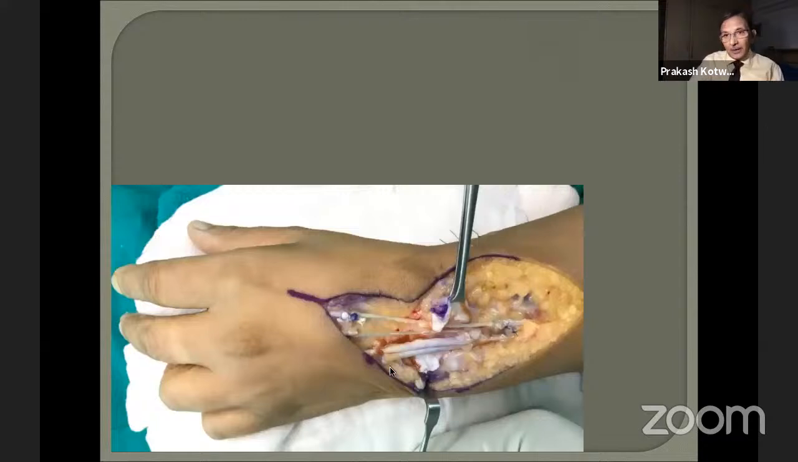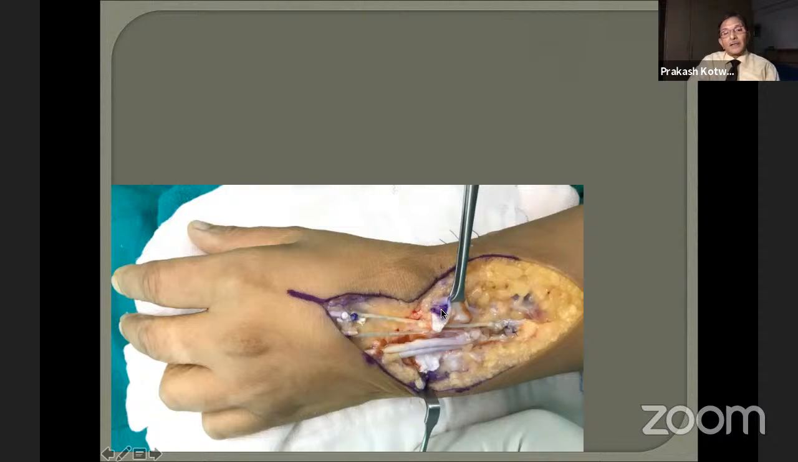I came across a case about 2 years back, and this was operated elsewhere with a dorsal plate, and the patient had drop of these 2 fingers. And when I opened it on the dorsal side, you can see here these 2 tendons are intact, the extensor digitorum communis, whereas these 2 tendons were ruptured because of the plate here. And I used a tendon graft to bridge the gap between them.